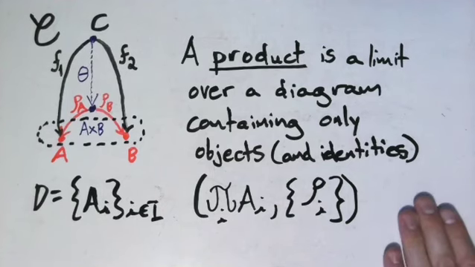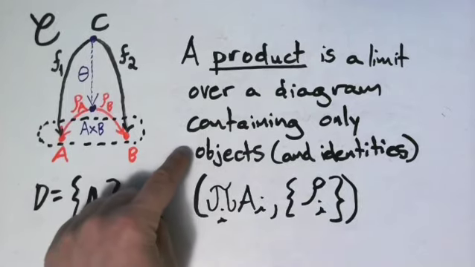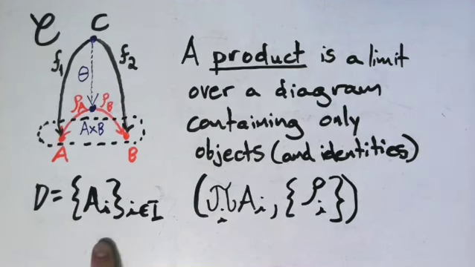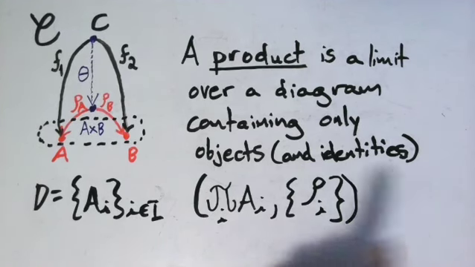But the key thing here to remember is that those objects are all that is in this diagram. There's nothing else. There are no morphisms between any of these A_i other than, of course, the technicality that all of the A_i have an identity.